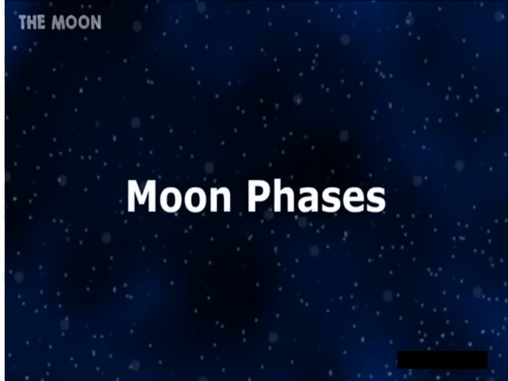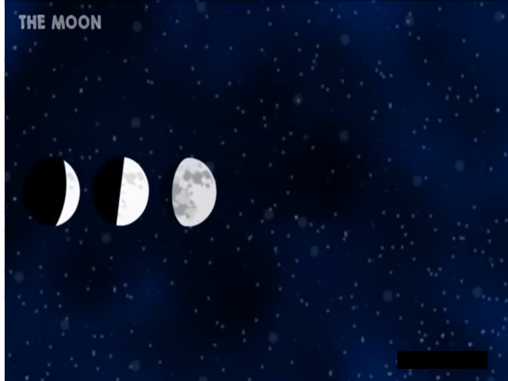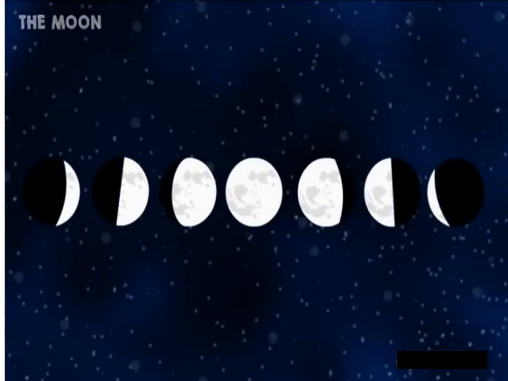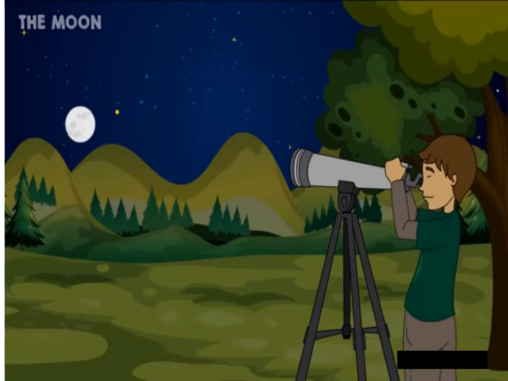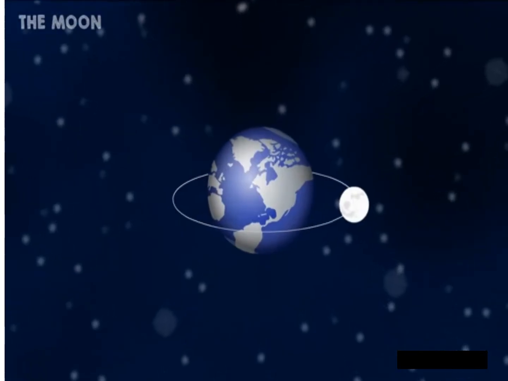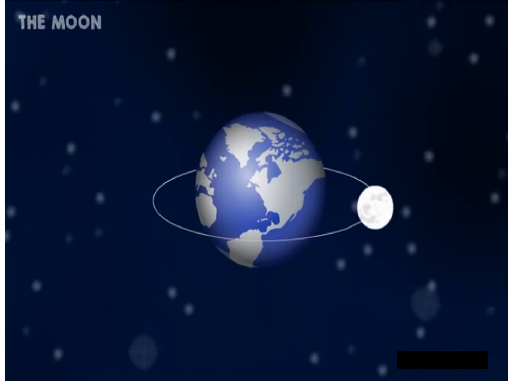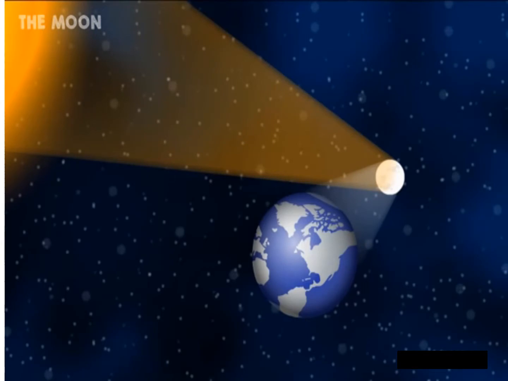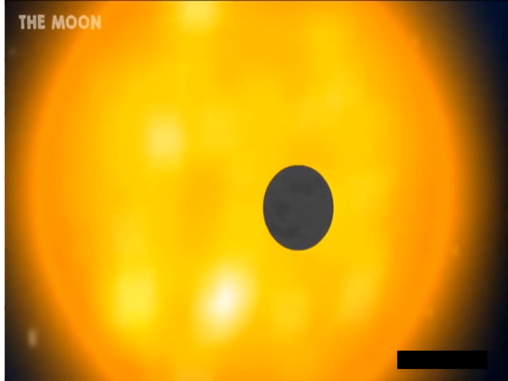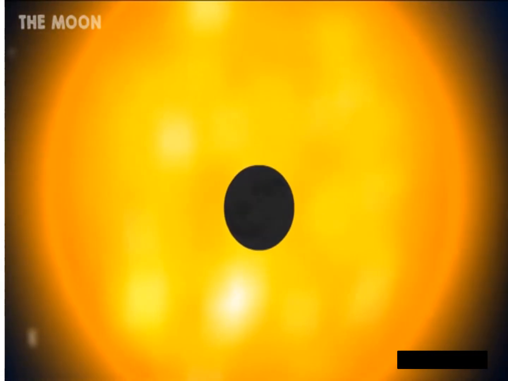Moon phases. The moon looks different at different times. Does it change its shape? No, the moon stays the same. What changes is how we see it from Earth. But we don't always see all of that side. Sometimes we only see part of it. This is because of the way it moves around the Earth. Remember that the moon only reflects the light of the sun. So, when the sun is behind the moon, we can't see it at all.